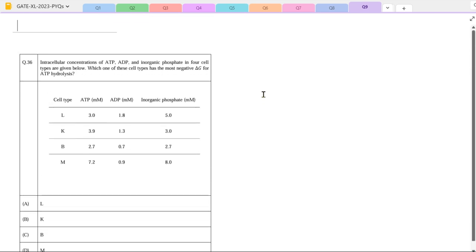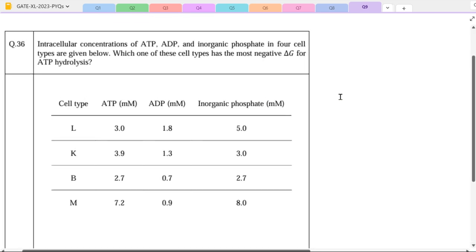Okay, the intracellular, let me just zoom this in. The intracellular concentrations of ATP, ADP, and inorganic phosphate in 4 cell types are given below. Which one of these cell types has the most negative delta G for ATP hydrolysis?